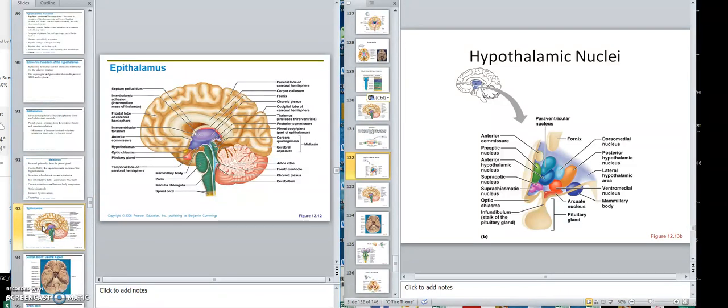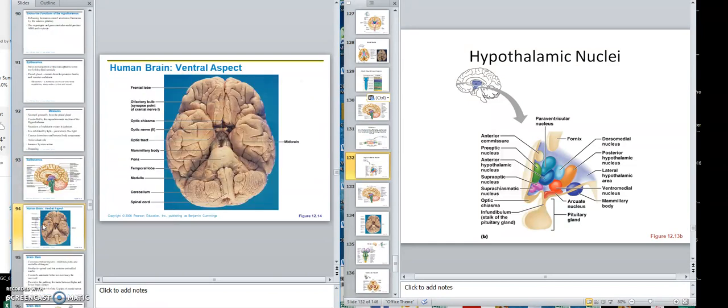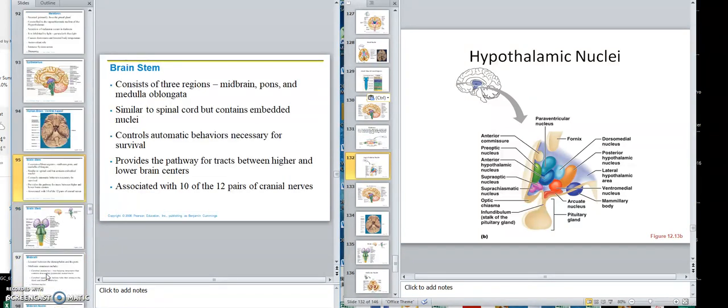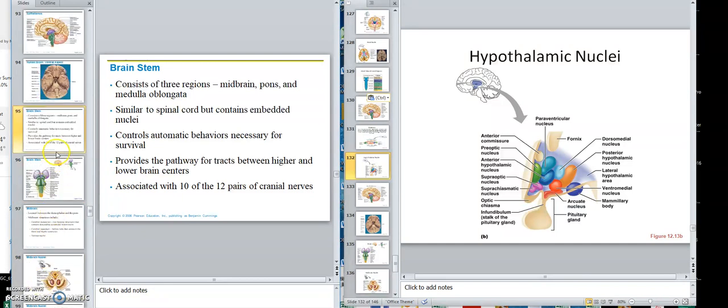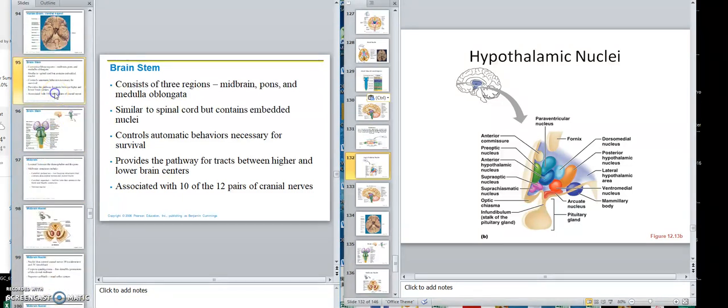So there's that epithalamus there. Okay. That's the ventral aspect there of the brain that you have. So now we're at the brain stem. And what I want to do is start another video for the brain stem. Okay.